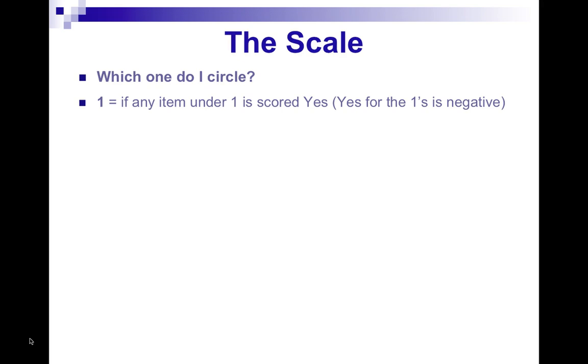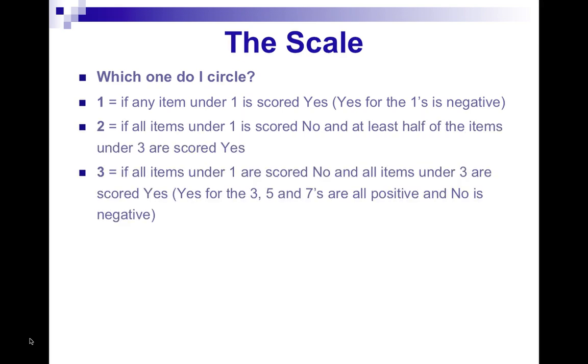So which one do I circle if you don't remember? Remember, a 1, if any item is scored yes under the 1s. Remember, yes is a negative for the 1s, so you would circle the 1. You check out the 2s if all items under the 1 are scored no, which is a positive thing, and at least half the items under 3 are scored yes, then you would mark that 2. And in order to get a 3, you'd have all the no's under 1s and all the yeses under 3. So yeses are positive for the 3s, 5s, and 7s, and no is a negative. So going back and forth on that. Don't ask me why they did that. I have no idea. It drives all of us nuts.